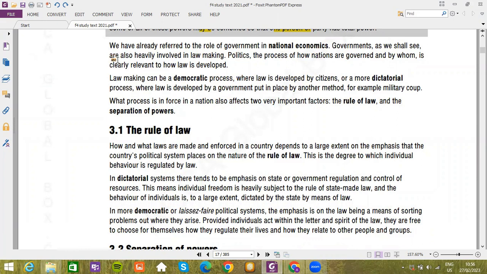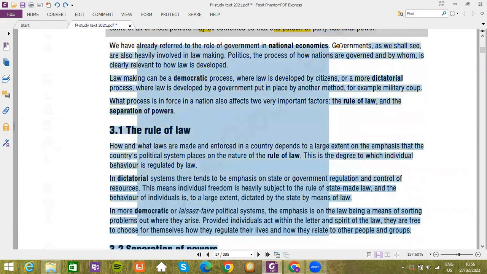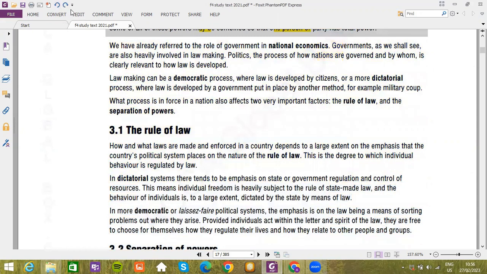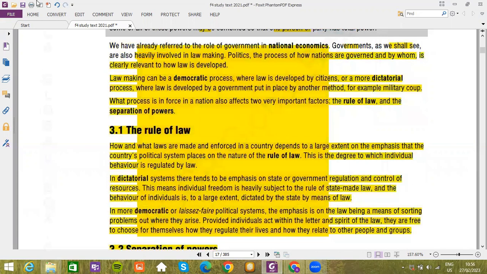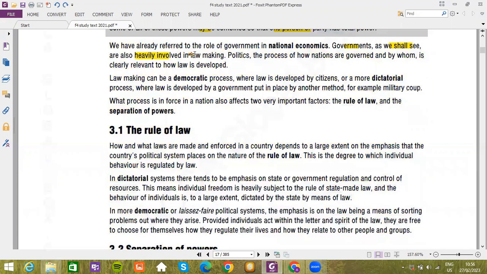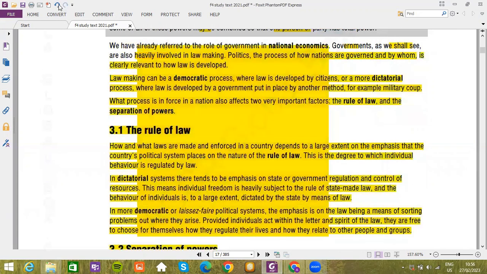Governments, as we shall see, are also heavily involved in lawmaking.